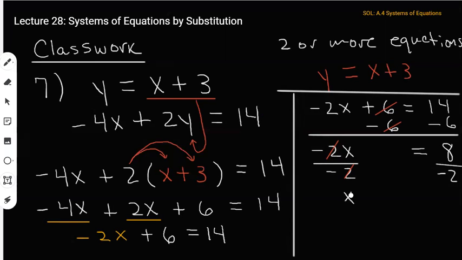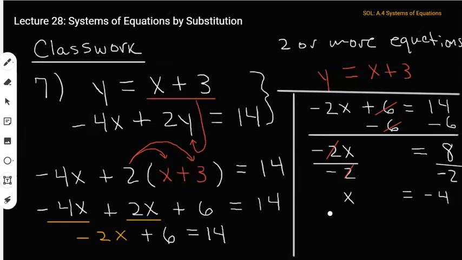So where did the negative 4x plus 2y equals 14 come from? Well, these two equations are going to be part of your problem. They're going to tell you the two equations on the paper. And all I'm doing is taking this x plus 3 and putting it in for y.